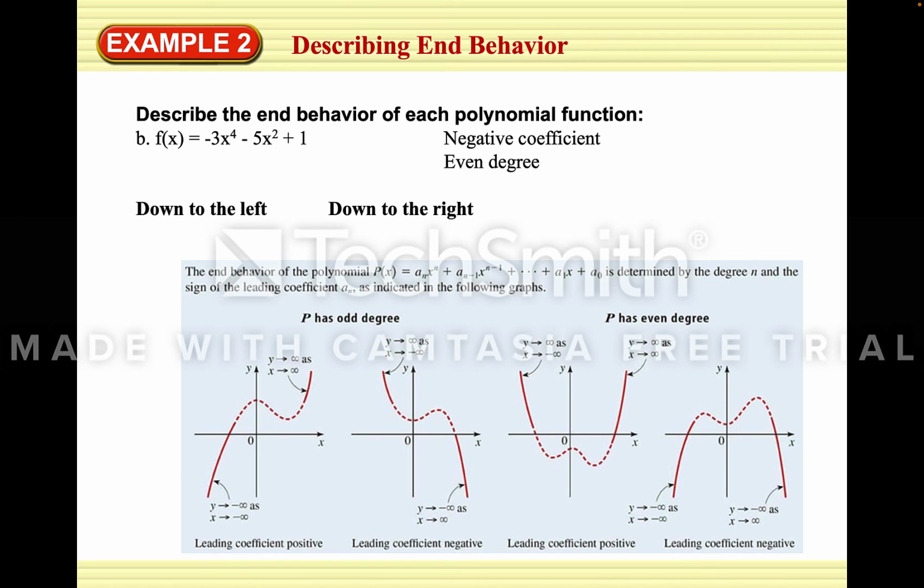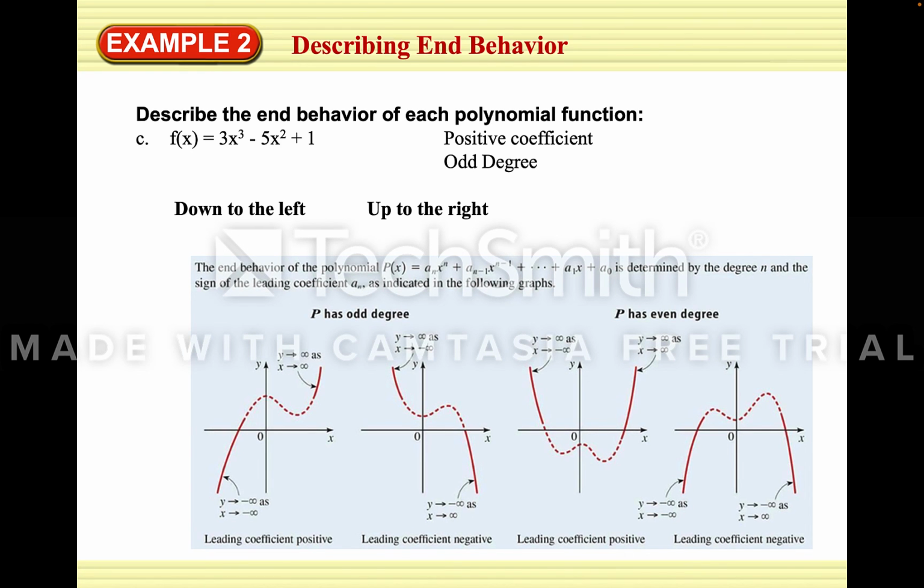We have f of x equals negative 3x to the 4th minus 5x squared plus 1. Again, it's in standard form. We ignore the other 2 terms. We just look at this first term because that's going to tell us what the end behavior is. And we've got x to the 4th, so that's still an even degree. But this time, our leading coefficient is negative 3. So we're on this case over here where the left end is going to go down and the right end is going to go down. So we've got down to the left and down to the right.